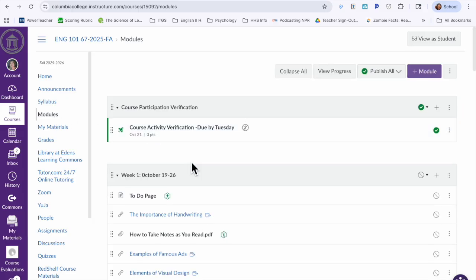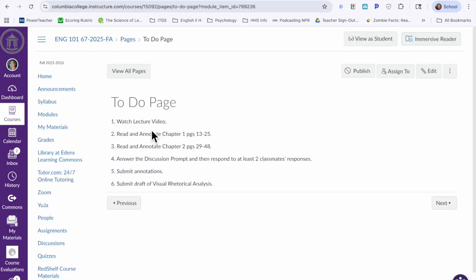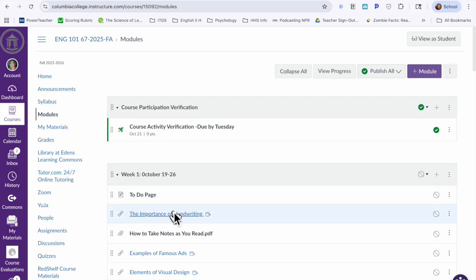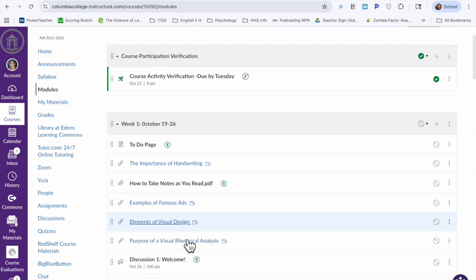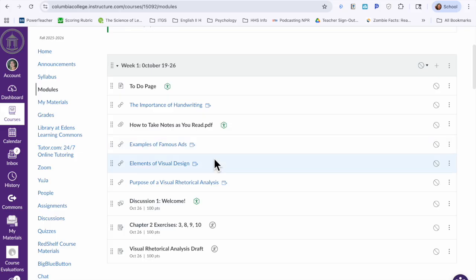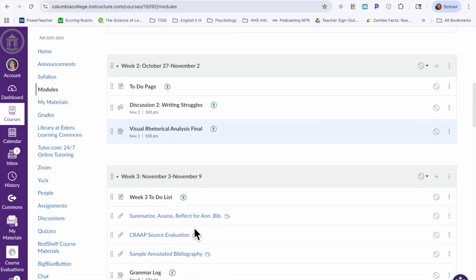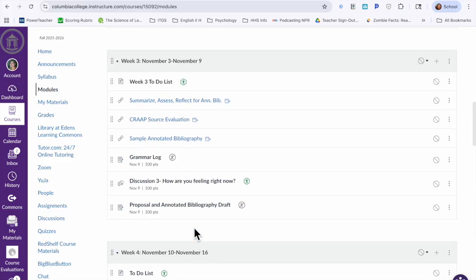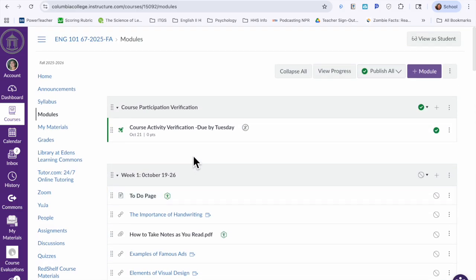So, each week has a module, and within that module, you'll see a to do page. And that to do page has all of the instructions step by step for what needs to be done and submitted for that week. So, in line with the to do page, I have everything for each week, the links that I'll be using in my presentation, as well as the submissions that you need to do. And it is the same for each week going forward. So you'll know pretty much really quickly the layout.